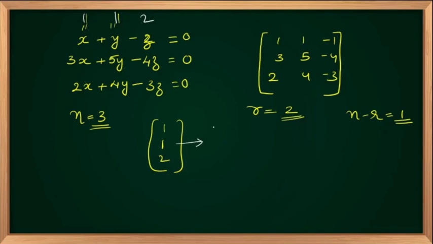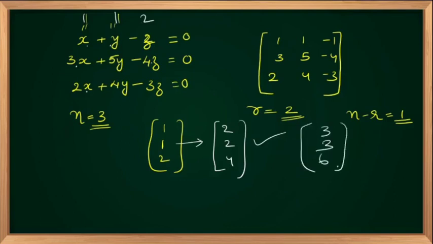Any scaled value of this set, that is 2, 4, will also be a solution. You check 2, 4: 2 plus 2 minus 4, correct? 3 into 2 is 6, 5 into 2 is 10, 16 minus 4 into 4 is 0. 2 into 2 is 4, 4 into 2 is 8 plus 4 is 12, minus 3 into 4. That is also a solution. If you take 3, 3, 6, that will also be a solution. This is what is meant by one set of infinite solutions, one linearly independent solution.